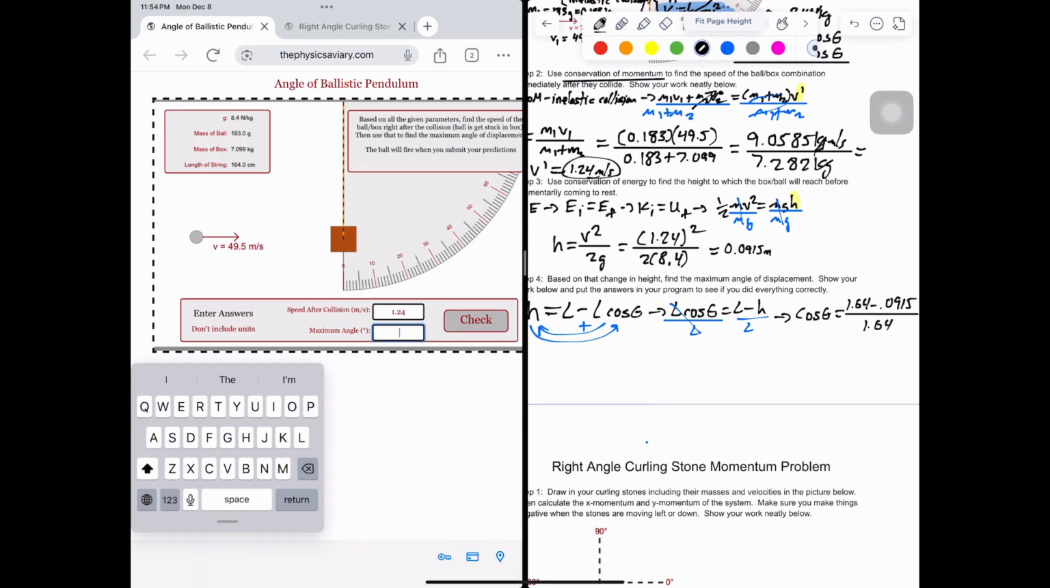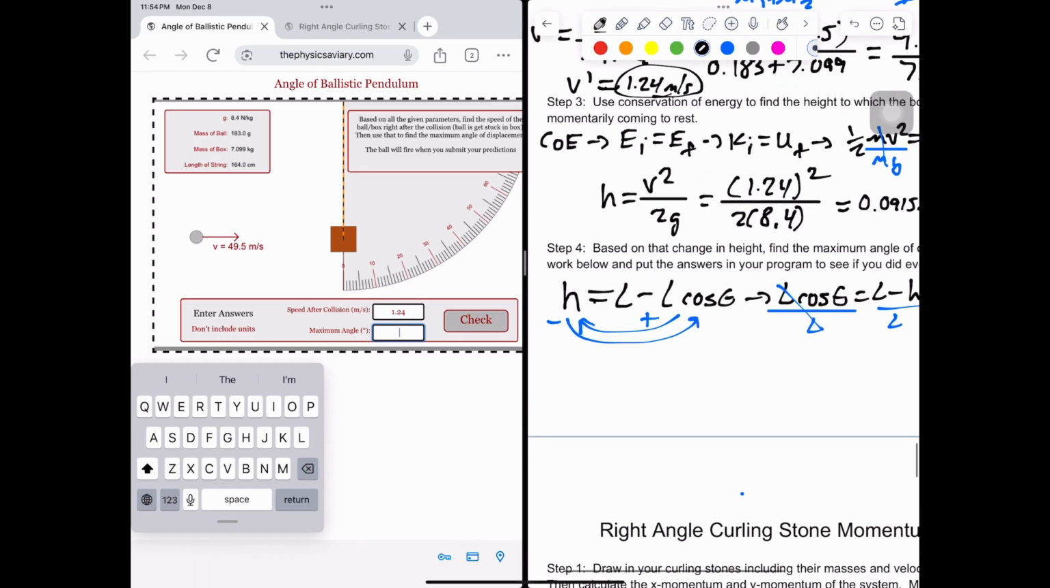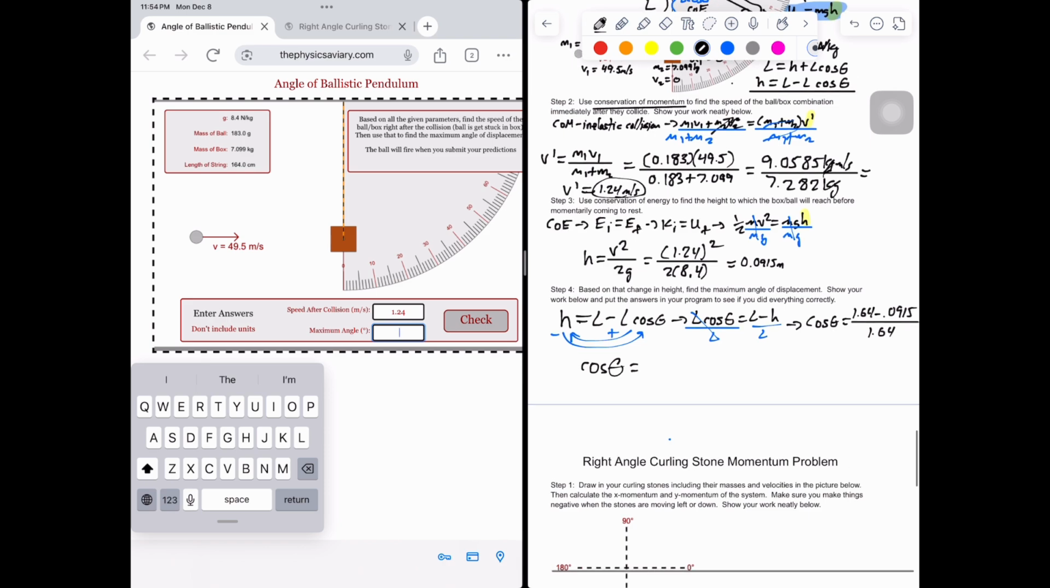It's really important that you understand that the sine or cosine of an angle can never be greater than 1. If that happens, you're going to get an error undefined message in your calculator, okay? So let's figure this out. 1.64 minus 0.0915. Is that divided by, again, 1.64.